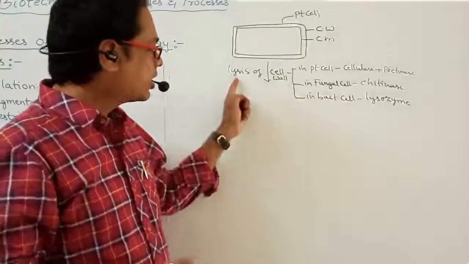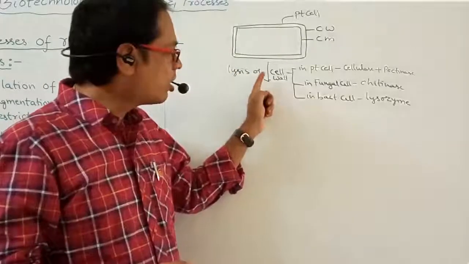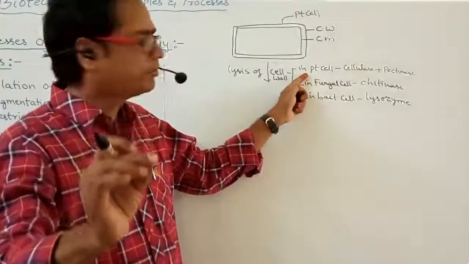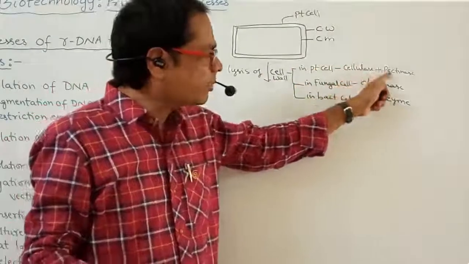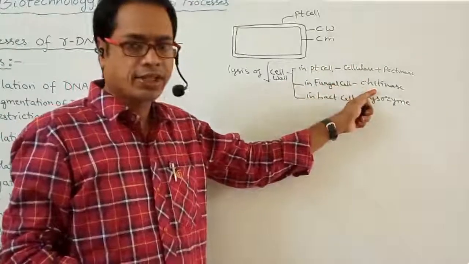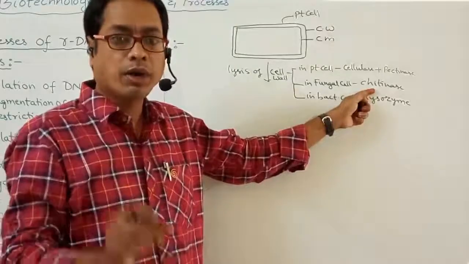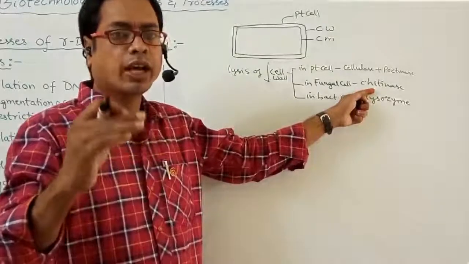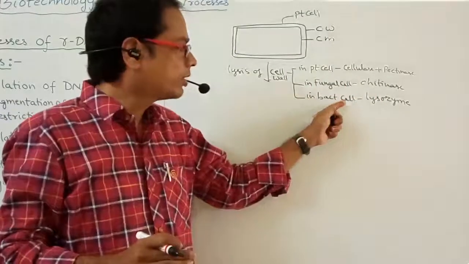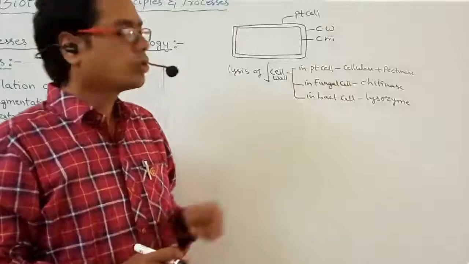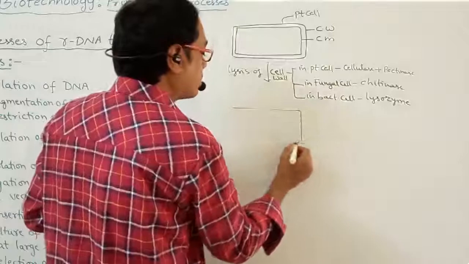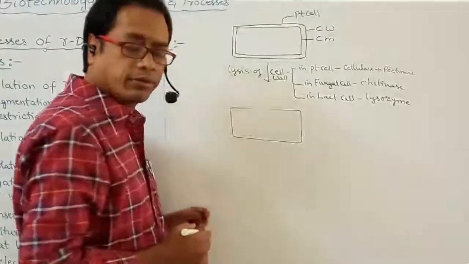Digestion of cell wall in plant cell can be done by enzymes like cellulase and pectinase. Next, in fungal cell by chitinase. That means fungal cell wall is made up of chitin, that's why we have to remove the chitin using chitinase. In bacterial cell, lysozyme is used. So the cell wall is removed, and then we have the cell with the cell membrane.